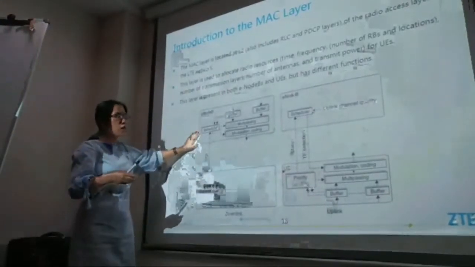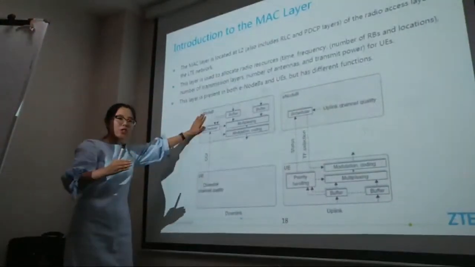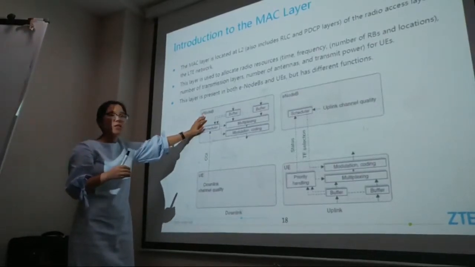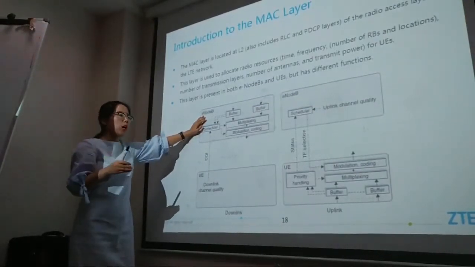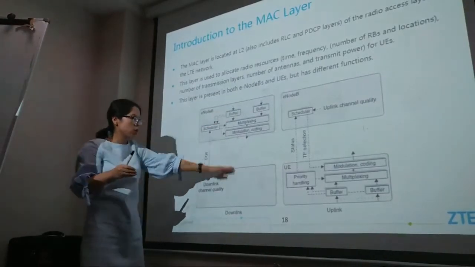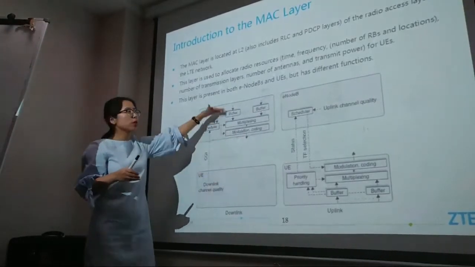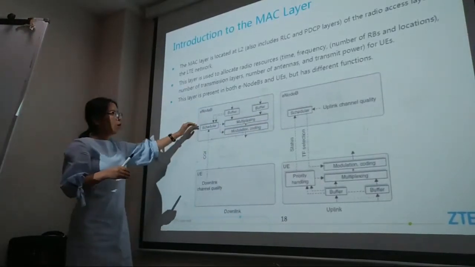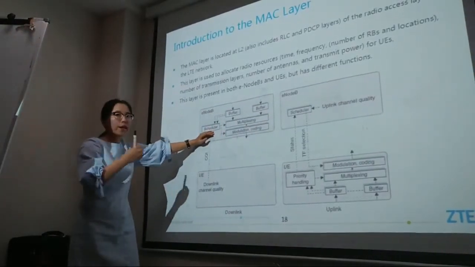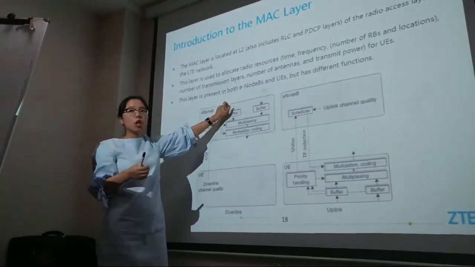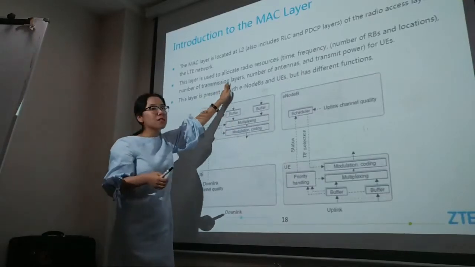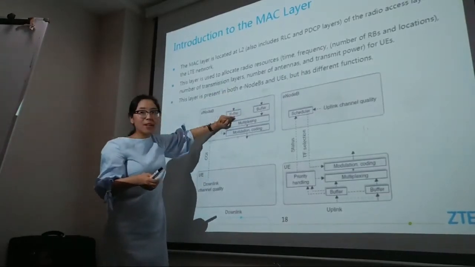So in this picture, for the MAC layer, we have two directions. One is for uplink, one is for downlink, right? For the downlink, the Node B transmits to the UE. This is a Node B entity. So for the downlink, first data arrives at the MAC layer from the RLC layer.